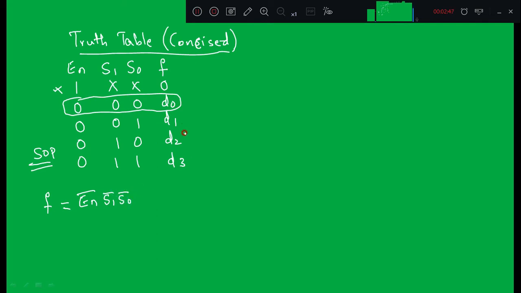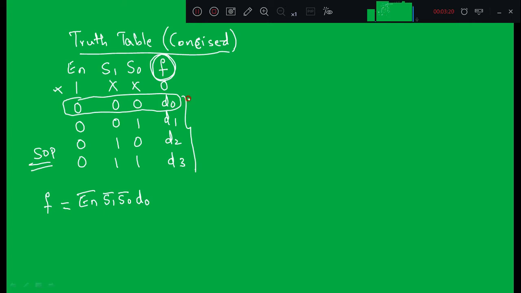But what are D0, D1, D2, D3 according to the symbolic form of 4:1 multiplexer? These are also inputs, and F is the only output. So whenever select lines are 0 0 and enable is equal to 0, F is equal to D0. So I'll just write it as D0.